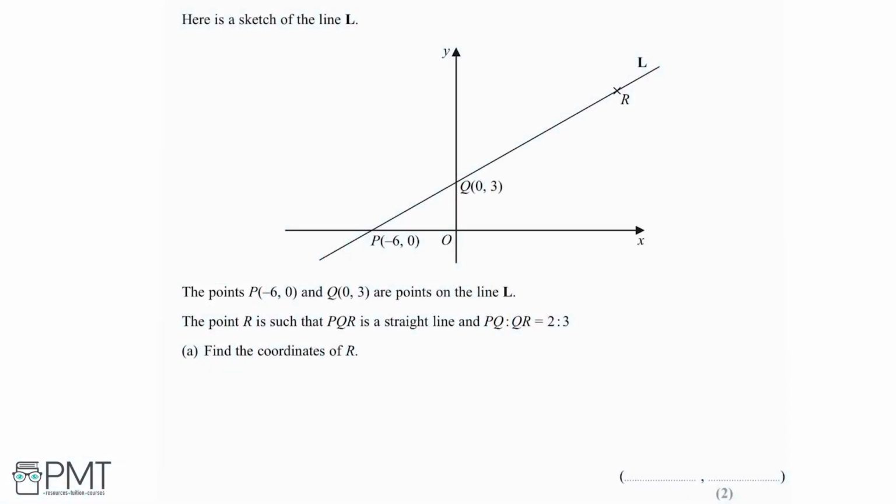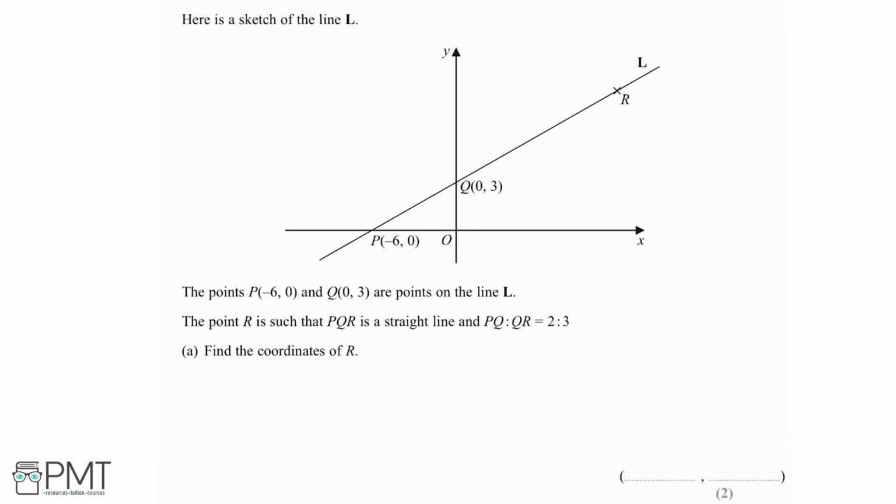Here is a sketch of line L. The point P is at (-6, 0), and the point Q is at (0, 3), and both points lie on the line L. The point R is such that PQR, going from point P up to R, is a straight line, and the distances from P to Q and from Q to R are in the ratio 2 to 3. Using this information, we want to find the coordinates of R.